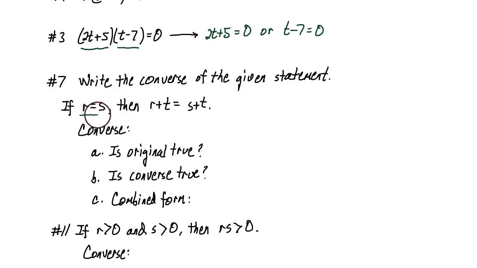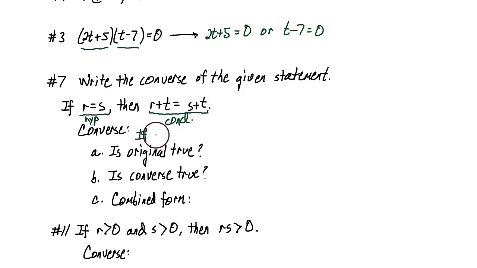This first portion, the part with the word if, is the hypothesis. The second portion, the part of it with the word then, is the conclusion of the sentence. To make the converse, we write a sentence that begins with the word if, but you switch the hypothesis and conclusion. Here it is in green.